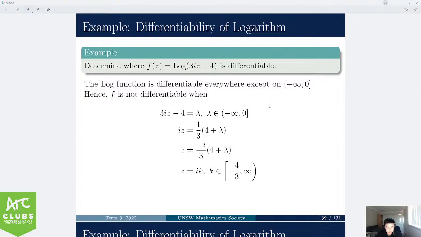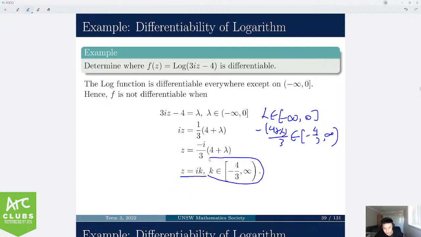So essentially, if lambda is in the set minus infinity to 0, minus 4 plus lambda on 3, that's going to be in the set minus 4 on 3 to infinity. And hence, if z equals ik, then k is going to be in the set between minus 4 on 3 and infinity.